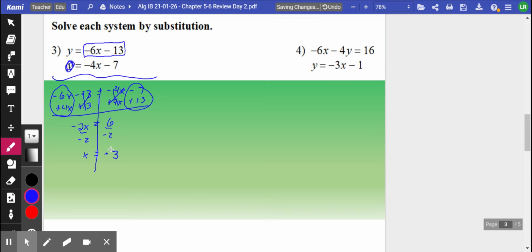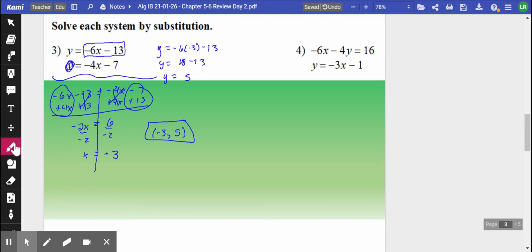Well, plug it back in. I can choose, they're both solved, so I'm just going to go ahead and choose that top one there. Okay, so we have negative 6 times negative 3 minus 13. So it'd be 18 minus 13, and y is 5. So x is negative 3, y is 5.